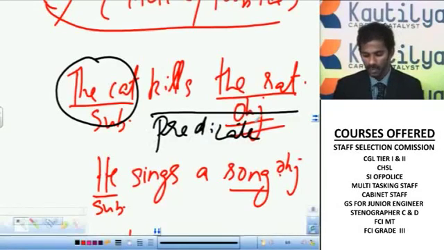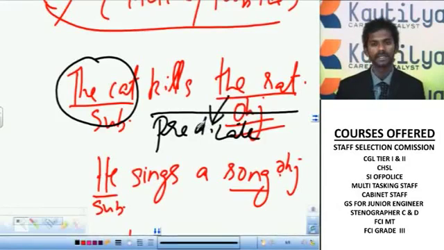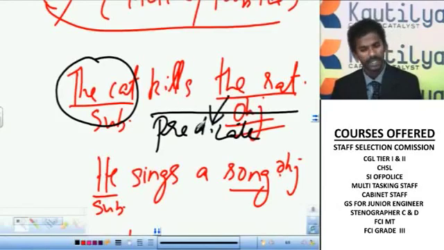Clear? Now, the rat is the object in this sentence. Right? Actually, object is not necessary, may be there, may not be there. If there is an object in a sentence, the object also comes in the predicate. So, the cat is the subject and kills the rat is the predicate. Fine? Right. Come to the second one.